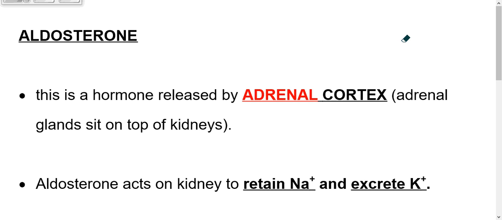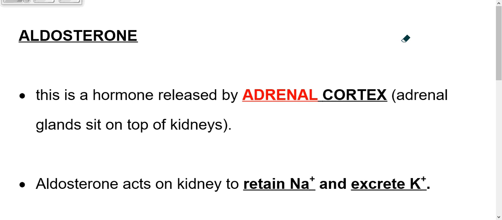So aldosterone is the other hormone. It's released by the adrenal cortex. So adrenal cortex are glands that sit directly on top of the kidneys. So when you did tasks 3, 4, and 5, one of those had a picture. I'm just going to flip in my book here. Page 16 had a picture of the adrenal glands.